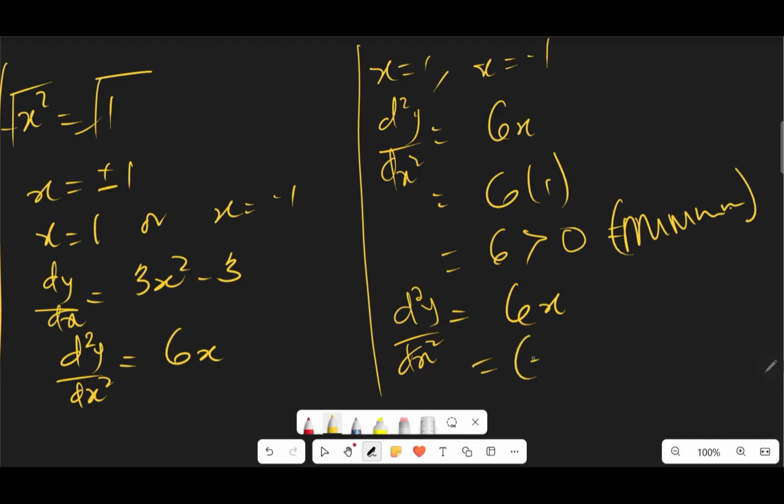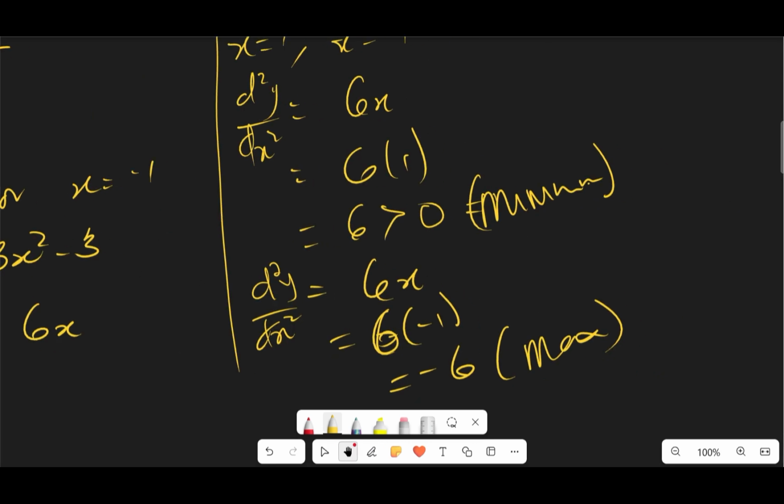Then we'll do the same thing for 6x. Then we put in 6 bracket minus 1. Then I'm going to get minus 6, and that becomes our maximum. Is that okay? So our minimum is at 1, and our maximum is at minus 1. Because you got 1 and minus 1, which one is minimum and which one is maximum, you wouldn't know until you find your second derivative and put in the values of x. So the negative one becomes your maximum and the positive one becomes your minimum.